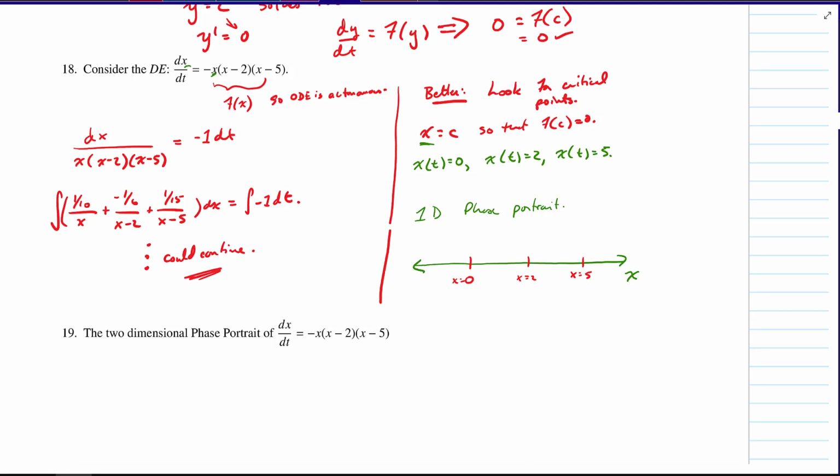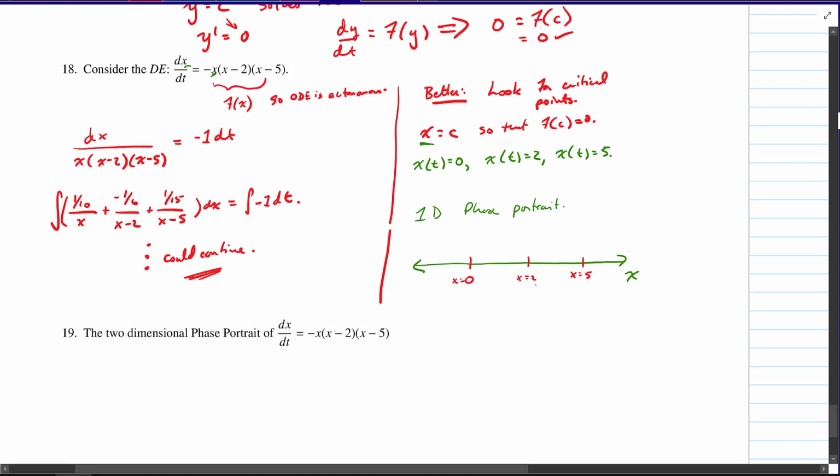And what I've done here is I've labeled all of the critical points, the stability points or the equilibrium solutions. These are the solutions where if you plug in the function x of t equals 2, it is a solution to the differential equation. It's a very boring solution because that function never changes.